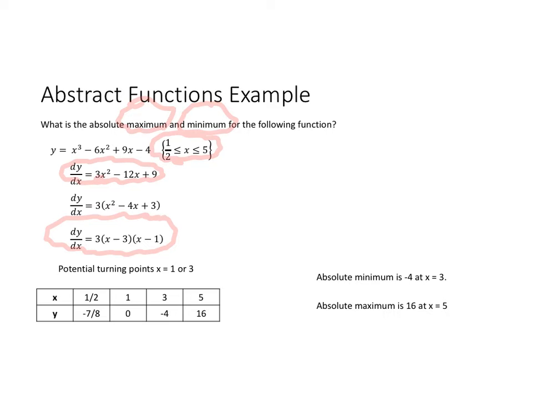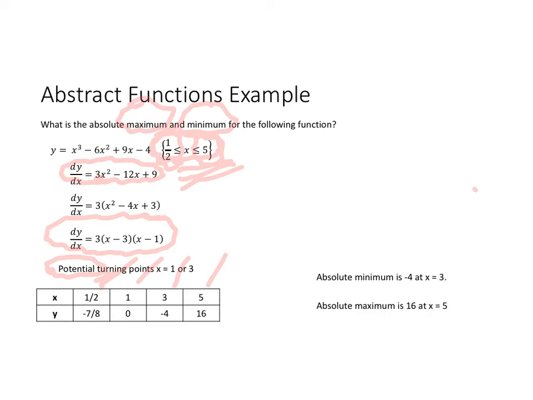So what does this tell us? Okay, first of all, it tells us we have some potential turning points, okay? We have potential turning points at x equals 1 and x equals 3. However, we have to remember up here, we were given a particular range. So we have two other points of interest, and that is we have 1/2 and 5 to consider. So we really have 4 points of interest. We've got 1/2, we've got 1, we've got 3, and we've got 5. So what we're going to do now is look at this and plug in these values.